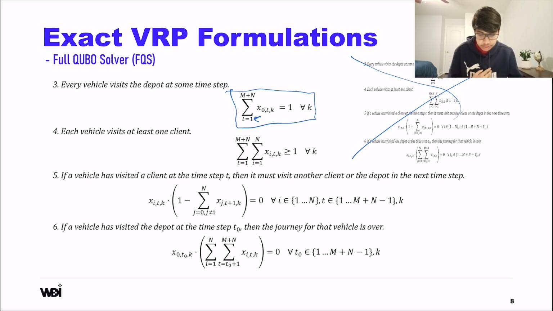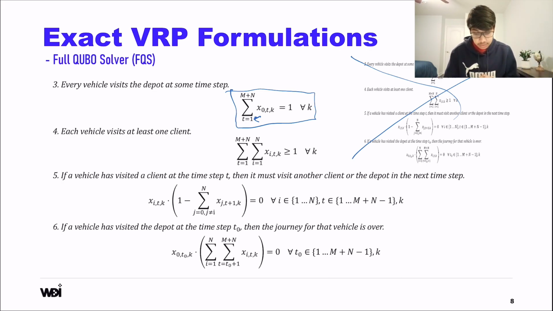The fourth constraint ensures that each vehicle visits at least one client. If we've got 3 vehicles, we don't want to waste them by only having one vehicle do the job for us. So that's what this constraint is for. And as you can see, it's an inequality constraint, which normally we would have to convert to an equality constraint. That requires adding extra slack variables, which I'm not going to talk about because these days D-Wave's platform allows you to do that under the hood and abstract away that process.